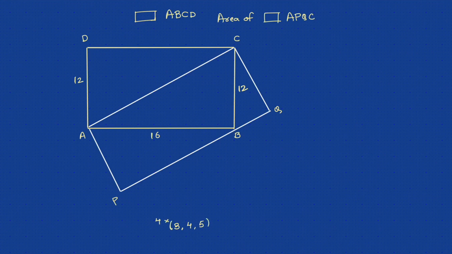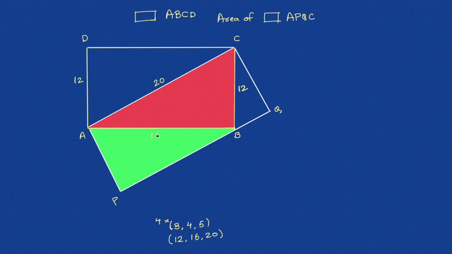So let's start with 12 and then 16. It is nothing but the Pythagorean triplet of 3, 4, 5. Multiply it by 4. 4 times 3 is 12, 4 times 4 is 16, 4 times 5 is 20. It means one side of APQC will be 20, which is the diagonal of ABCD. So I get that one of the sides of rectangle APQC is 20. I need to know the other side to know the area. Let's consider these two triangles now, one in red and the other in green.